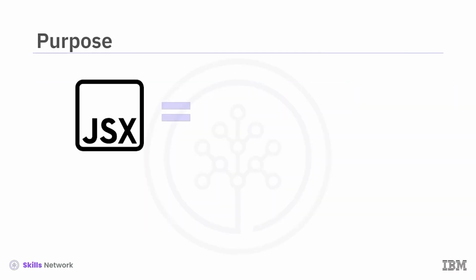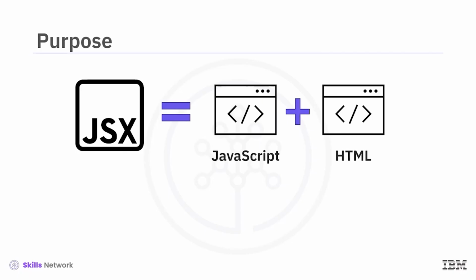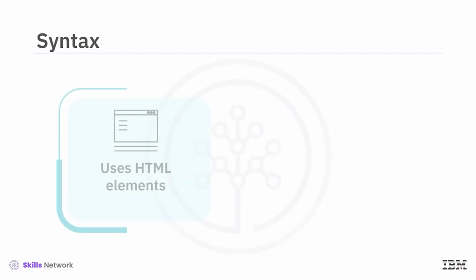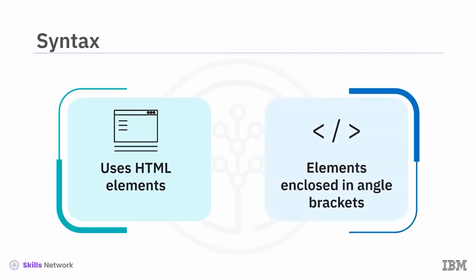Essentially, JSX combines JavaScript with HTML. JSX makes building user interfaces more conceptual. It reads similarly to HTML, yet also supports JavaScript expressions. JSX is short for JavaScript Syntax Extension and is also called JavaScript XML. The JSX syntax looks like XML or HTML, using elements enclosed in angle brackets to indicate how the elements appear on screen to the user.